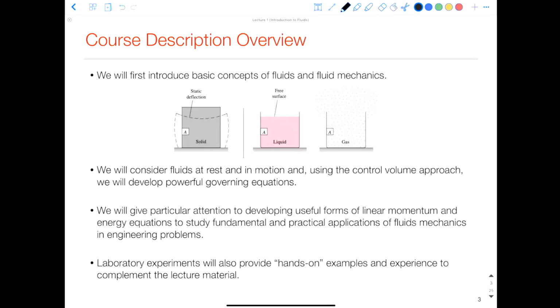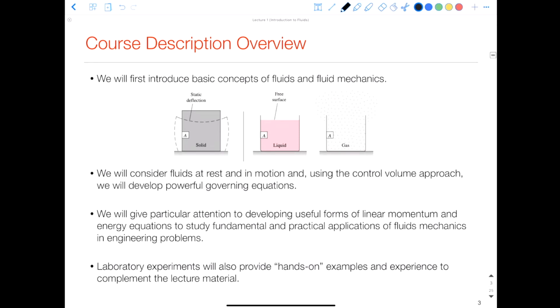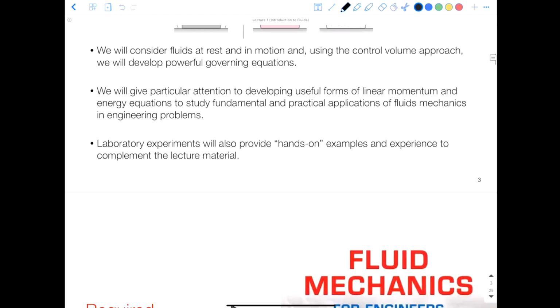So we're going to be giving particular attention to developing some useful forms of linear momentum and energy equations to study some fundamental and practical problems of fluid mechanics for engineering. And then hopefully the labs towards the end of the course will tie a lot of this material into a real world application, albeit it is just a lab, but it'll be pretty representative of what you might see down the road if you pursue a career that involves fluid mechanics.